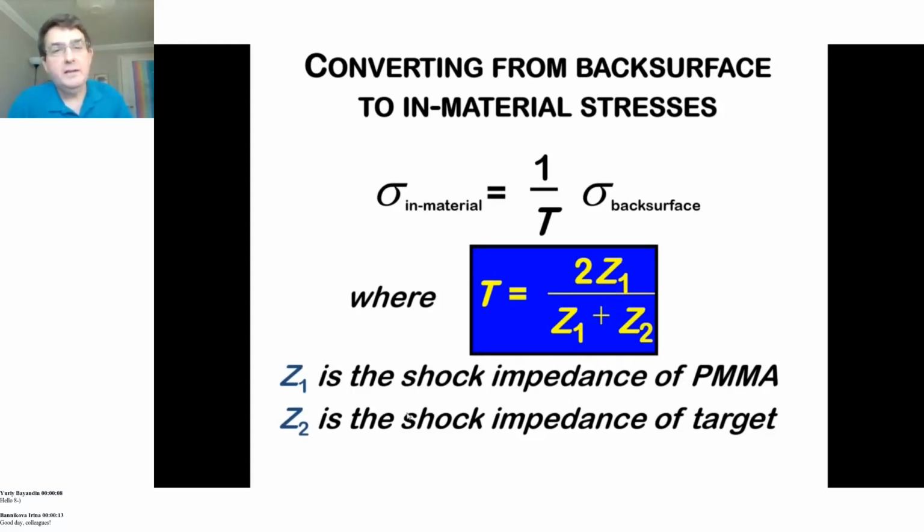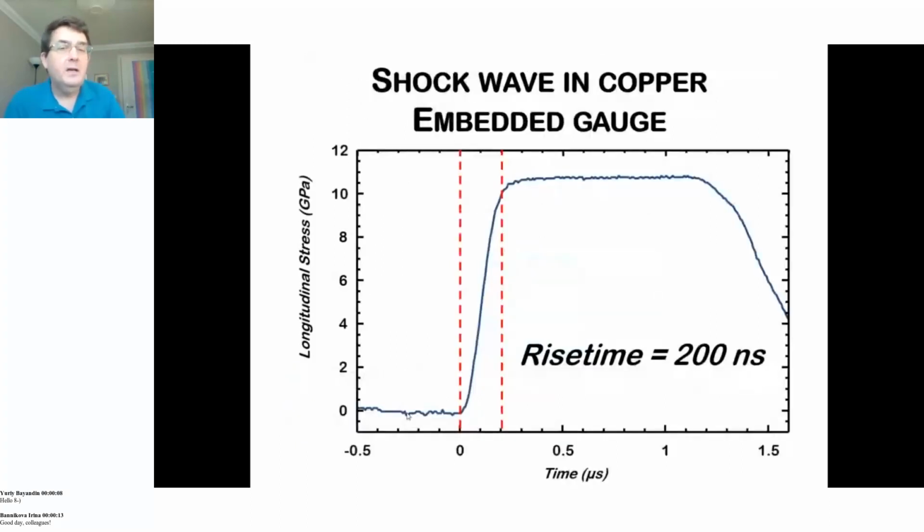And here we have an example of a shock wave, a stress pulse, being measured in copper by an embedded gauge. And I suggested it was 180 nanoseconds rise time. Well, going from the bottom to the top, we see here it's a rise time of about 200 nanoseconds. So within the limits of a very simple calculation, we have shown that the system is behaving according to what we believe.